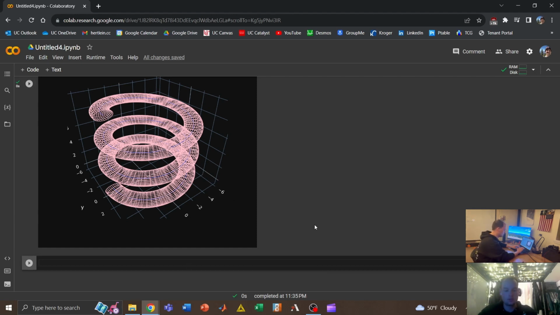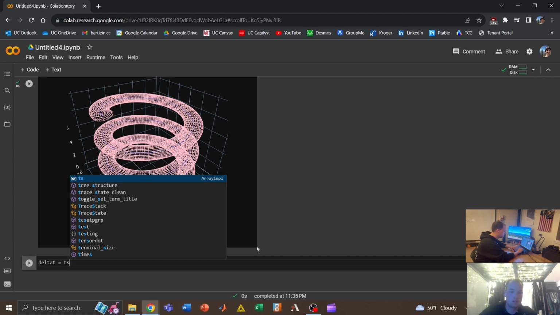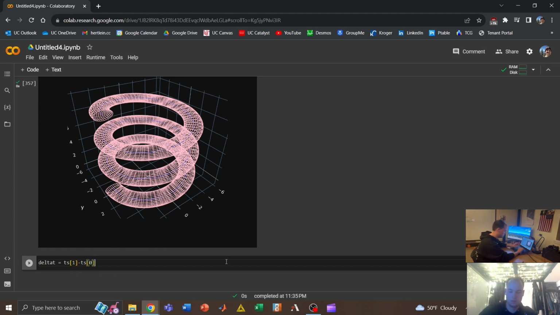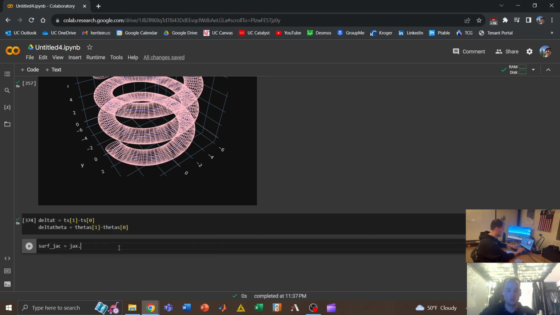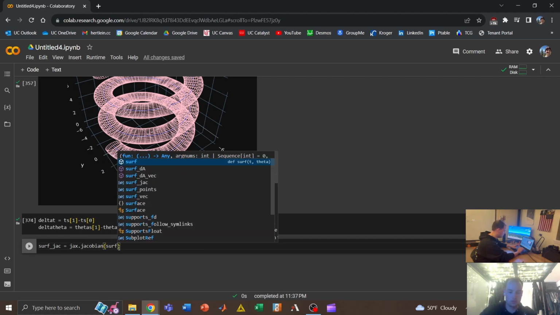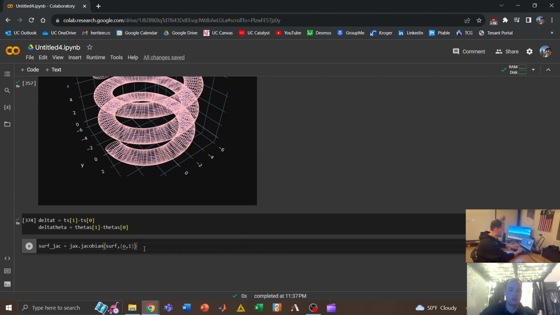So the first thing that we will do is do a delta t, which is going to be our division of the arc of the helix, t1 minus t0. We'll do the same with theta, delta theta equals theta1 minus theta0. And the next step will be to look at those differential vectors in the t direction and in the theta direction. So for that, we'll look at our surface function, and we will take surf jac and take the Jacobian of our surface function with respect to those two parameters, 0 and 1, corresponding to t and theta.